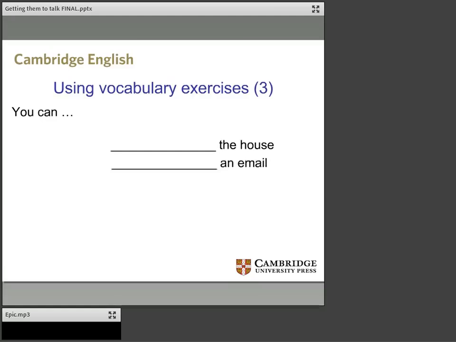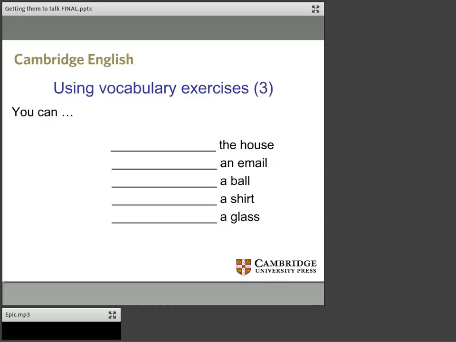Or you can do it the other way around. What can you do with the house? What can you do with an email? What can you do with a ball other than throw it? What can you do with a shirt? What can you do with a glass? So the shirt, you can wear it. You can also wash it or iron it or tear it or lose it or dirty it and all sorts of things. Okay, lovely ideas coming in here.